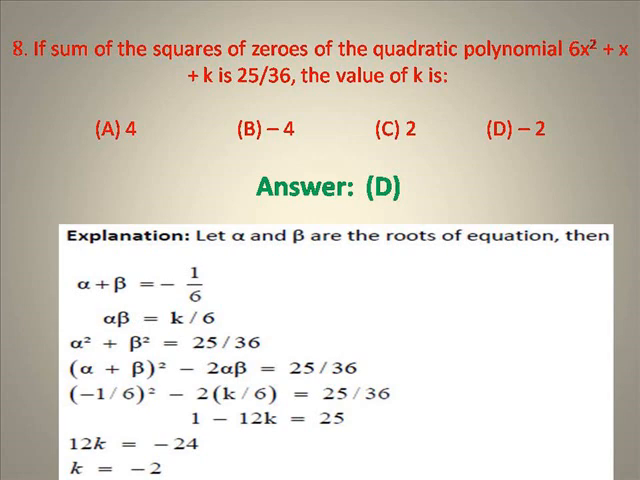Here alpha and beta are considered as the roots of the equation. Then the sum and product of the roots are found. After that, alpha square plus beta square is given as 25 by 36. Now applying (alpha plus beta) whole square minus 2 alpha beta equals alpha square plus beta square, from there you got k equals to minus 2. So the answer is D, that is minus 2.